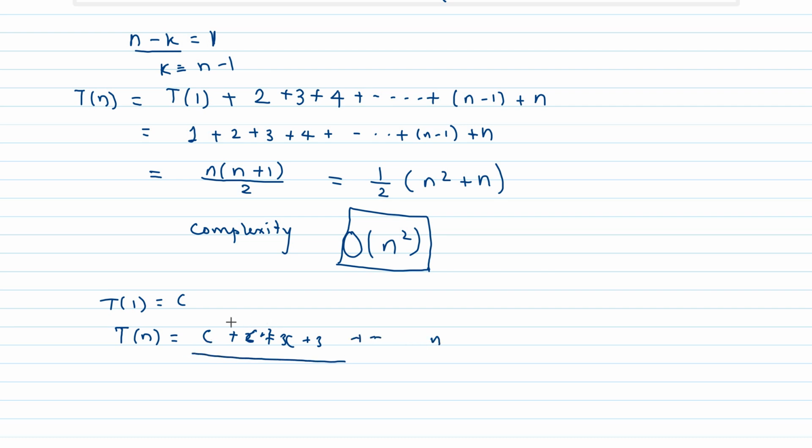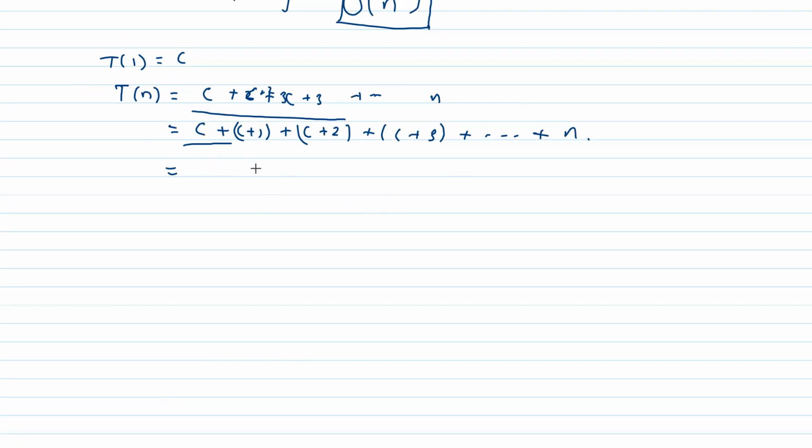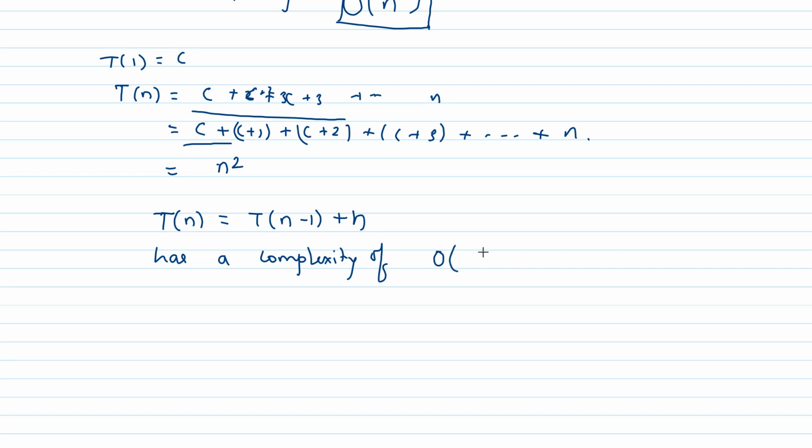So this is also one series, like you get c, then c plus 1, then c plus 2, then c plus 3, and so on, and you will sum till n numbers. So this will also be a series which is the sum of consecutive n natural numbers, and if you write a specific equation for this series, it will also be of the form n square, and that is why the recurrence relation T of n equal to T of n minus 1 plus n has a complexity of big O of n square.